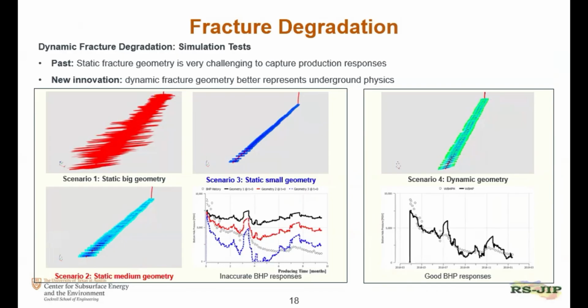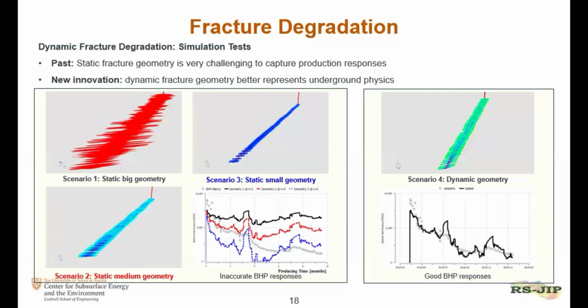One of the details regarding the fracture degradation is that using the traditional way of static fracture geometry, for some of the scenarios, some of the cases, it's super difficult to obtain a good match, especially if your production history is quite long, spanning several years. You can see here, we actually experimented in a tight oil reservoir with different fracture geometry, but they are all static, meaning the geometry doesn't change along with time.